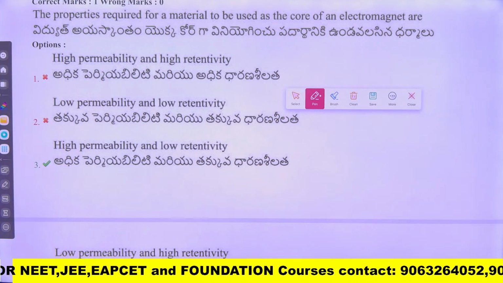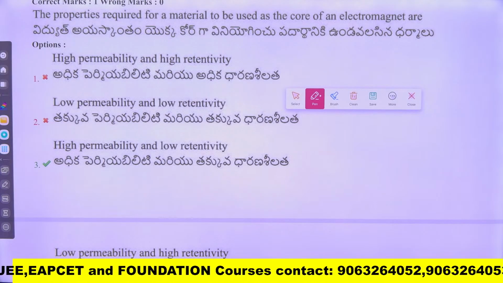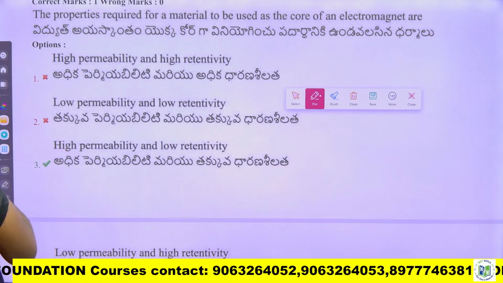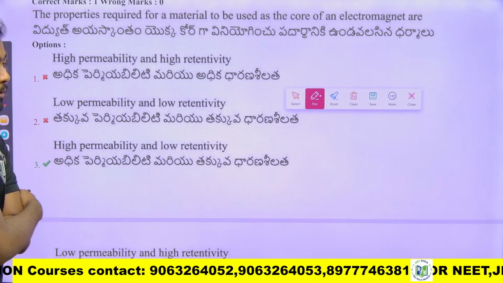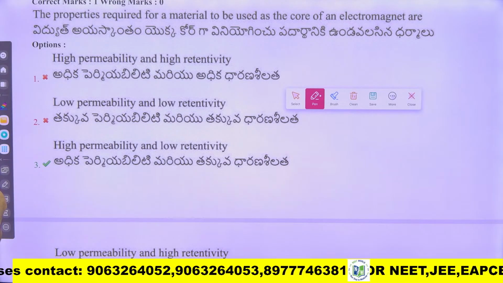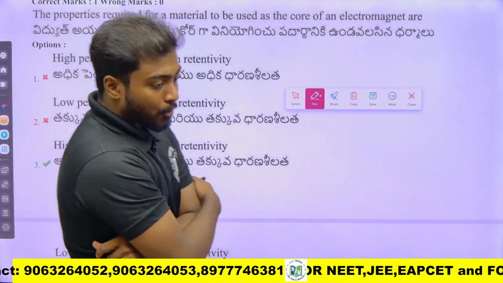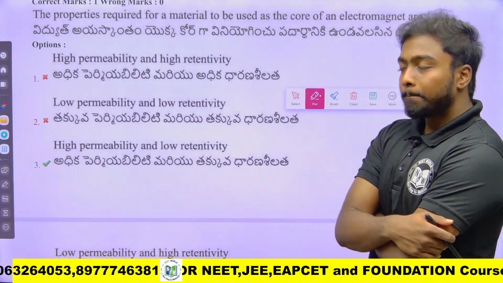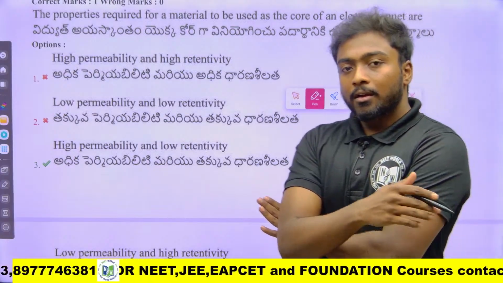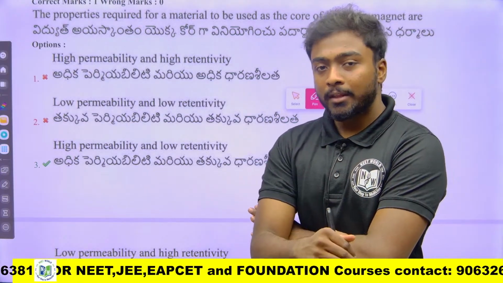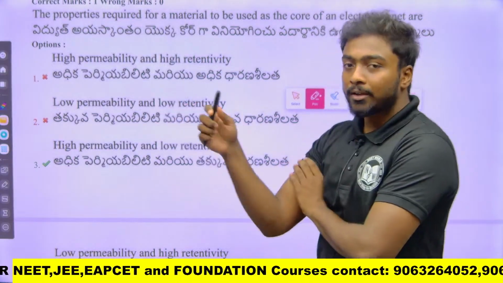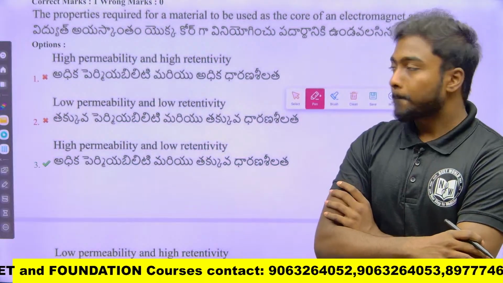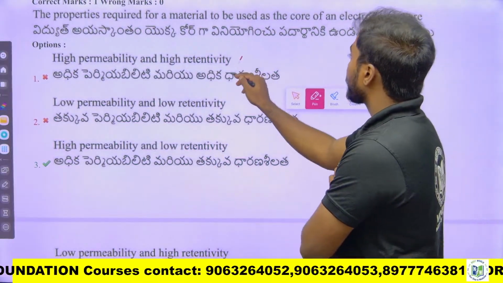So what is permeability? The meaning of permeability is nothing but that it allows the magnetic effect. Then high retentivity: when the current flows, the magnetic effect will be there, but if the current doesn't flow, it should not be there. But with high retentivity, after the current is cut off there will still be a magnetic effect. So this option won't come.